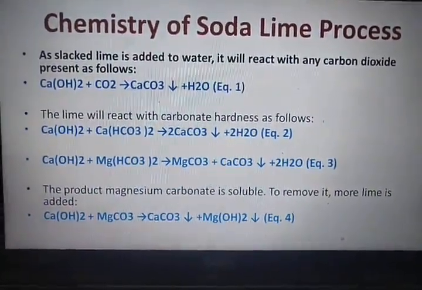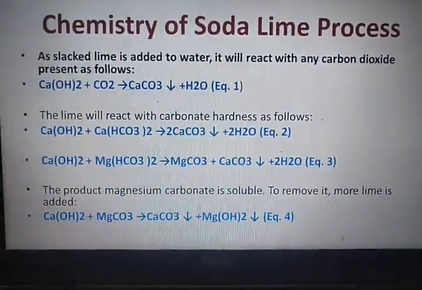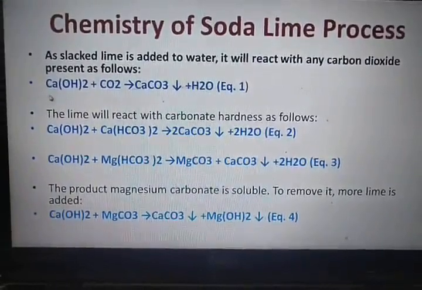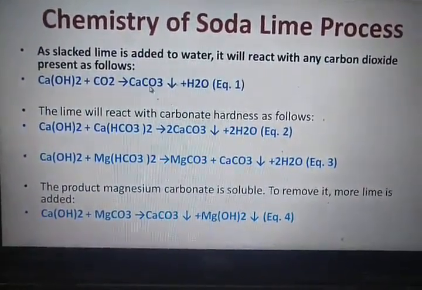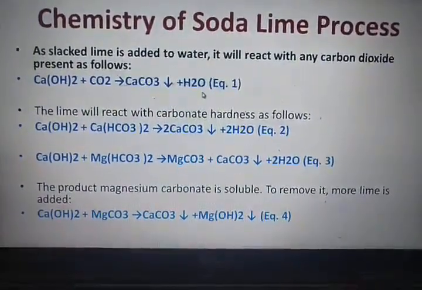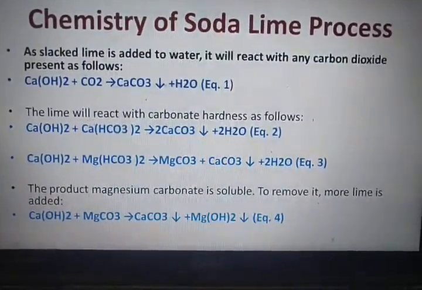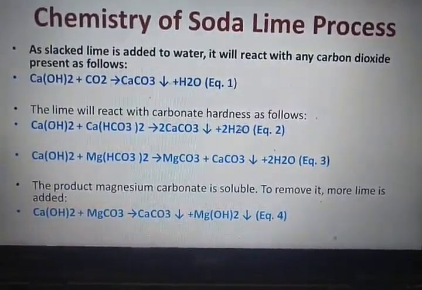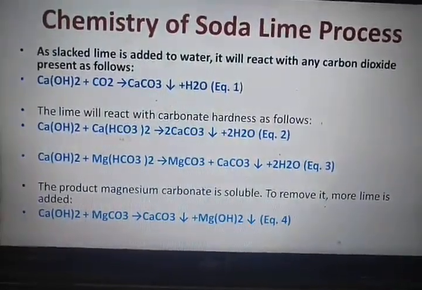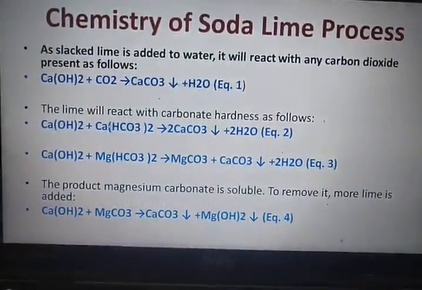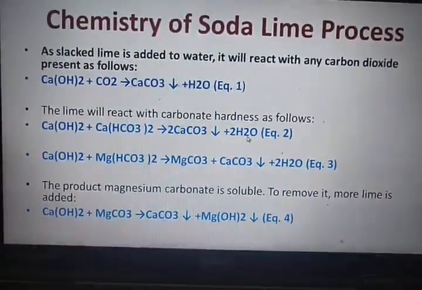There is a series of reactions which will happen in this process. Initially, in the first equation, you can see calcium hydroxide reacts with carbon dioxide to form calcium carbonate along with water. Then the lime will react with carbonate hardness as follows: calcium hydroxide, the lime, plus calcium bicarbonate, the hardness, is precipitated as calcium carbonate along with water.